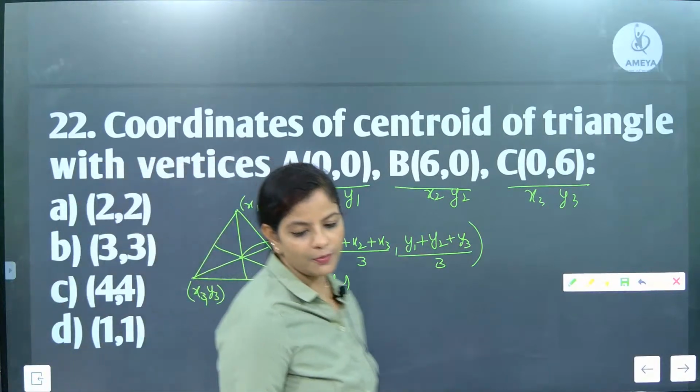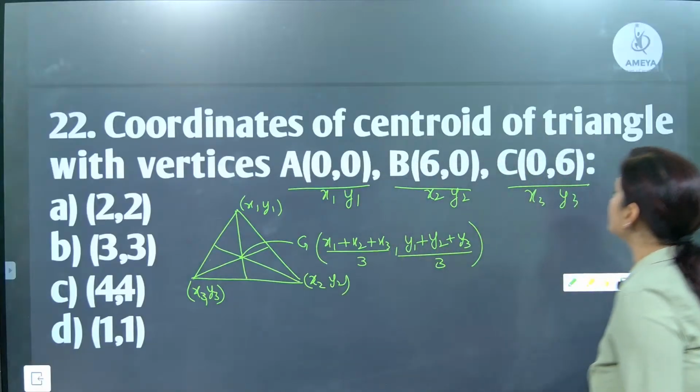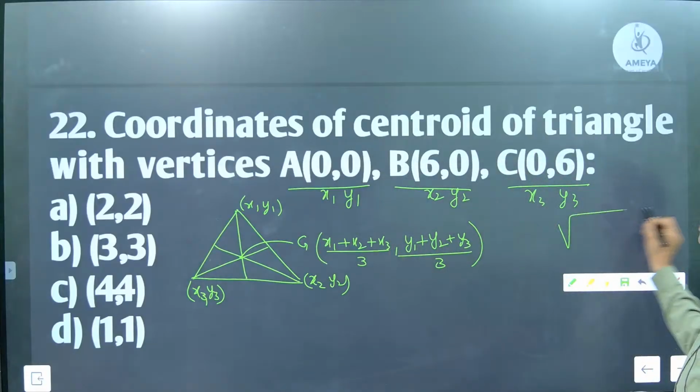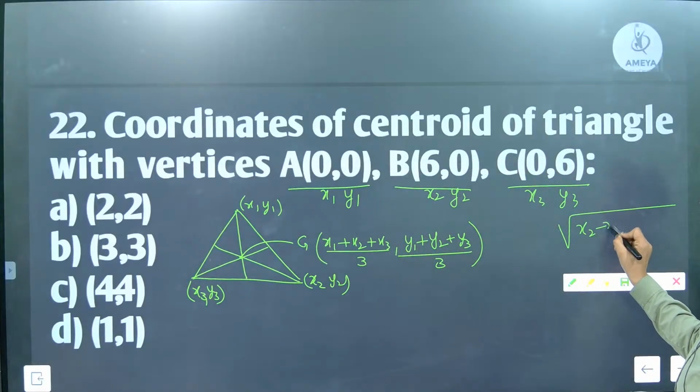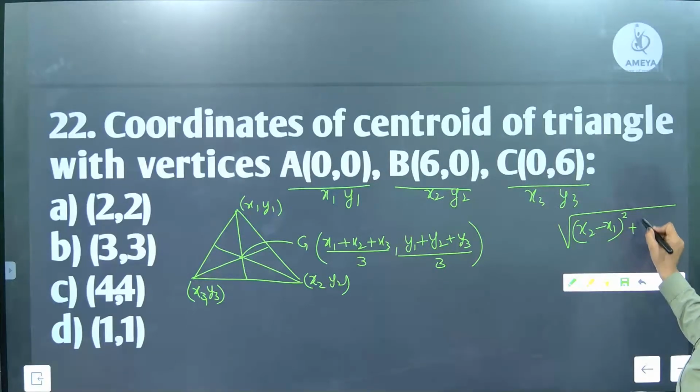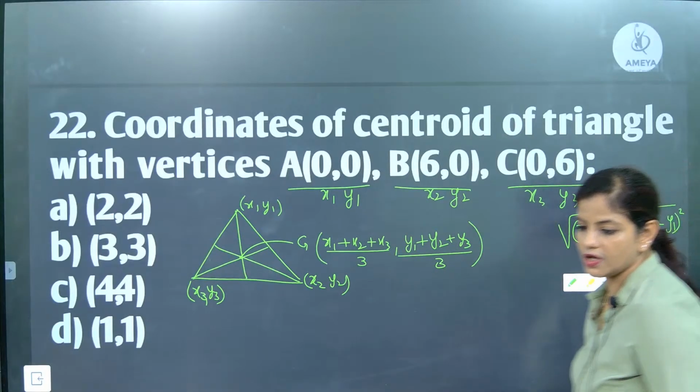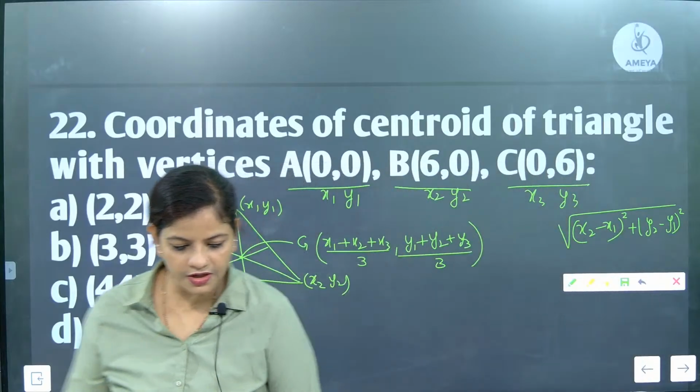I'm writing the formula of distance. Now just check this one out. The distance formula between two points will be the square root of (x2 minus x1) whole square plus (y2 minus y1) whole square. This is the distance formula.